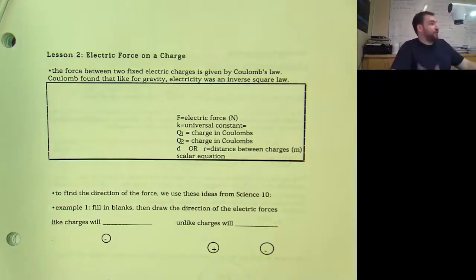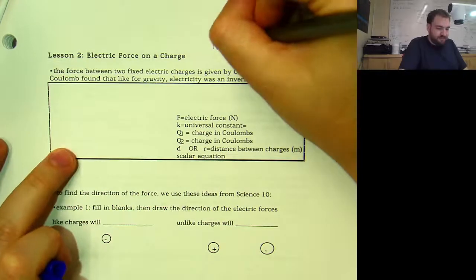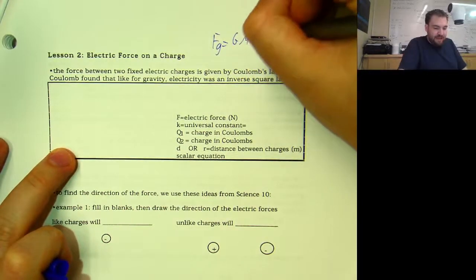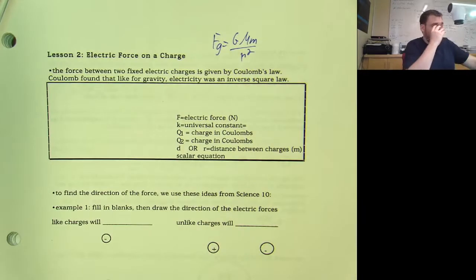So, electric force on a charge. Gravity. We had a force of gravity. G(m)(m) over r squared. It falls off as 1 over r squared.